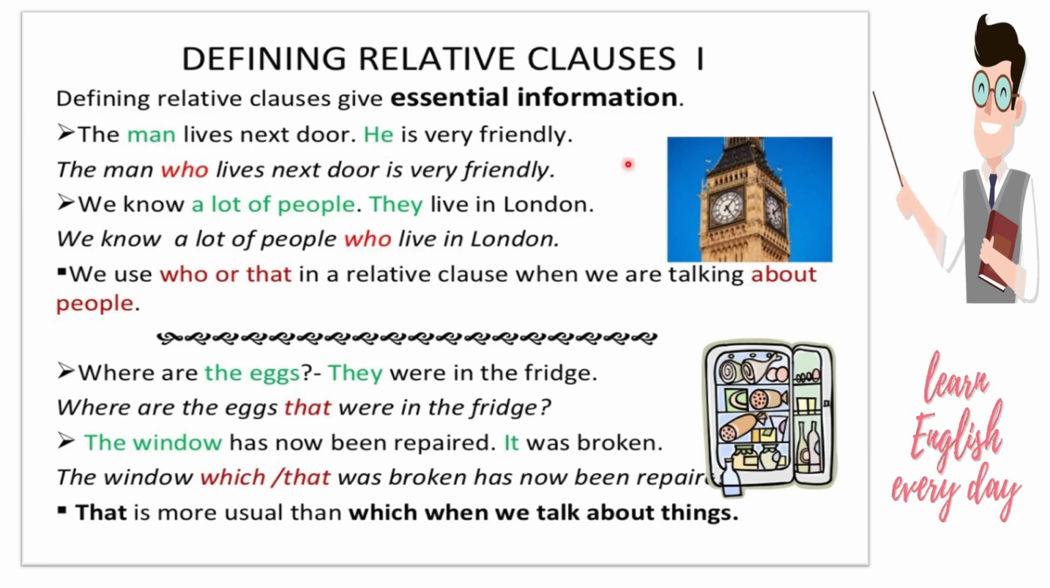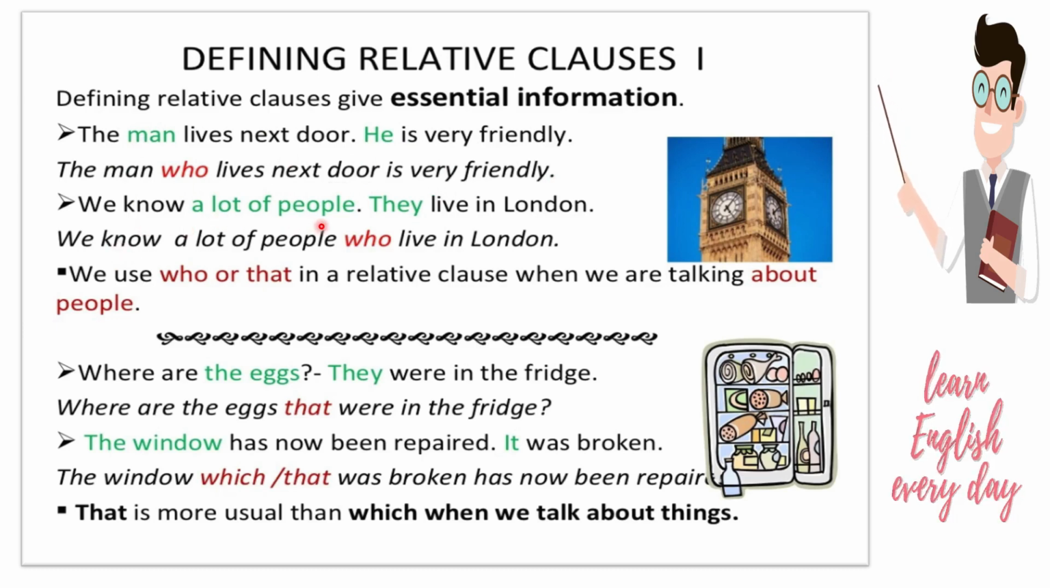He is very friendly. Now, here the green words, the man and he, are two similar persons. So they can be combined into one defining relative clause, like: the man who lives next door is very friendly. Here, who is used because its function is the subject of the sentence.